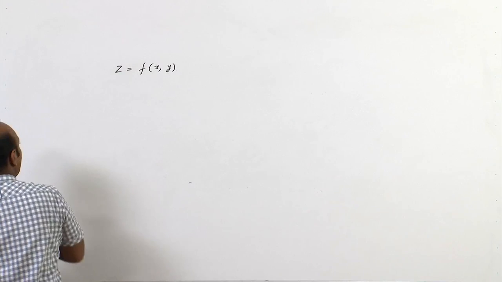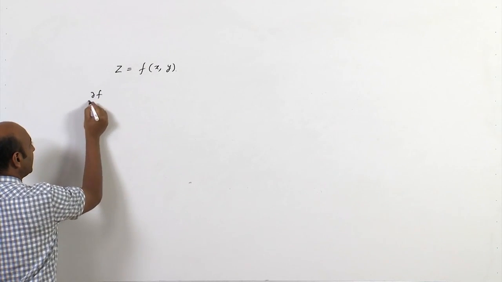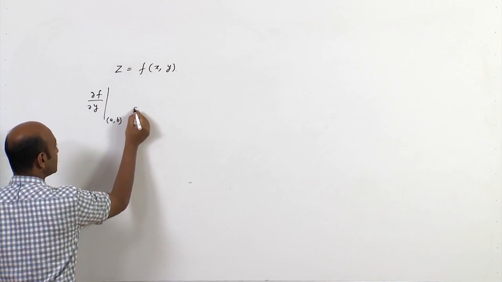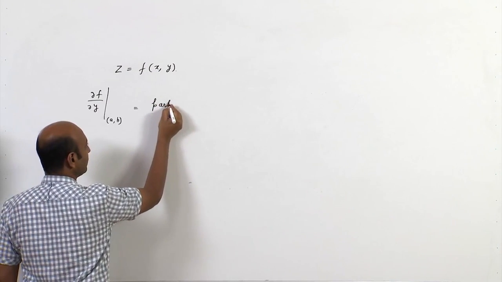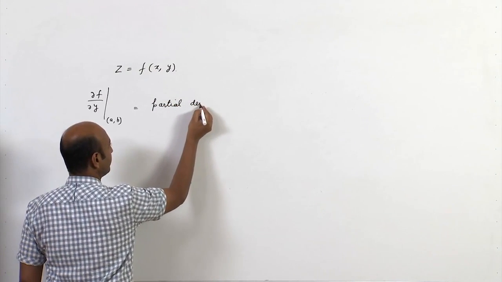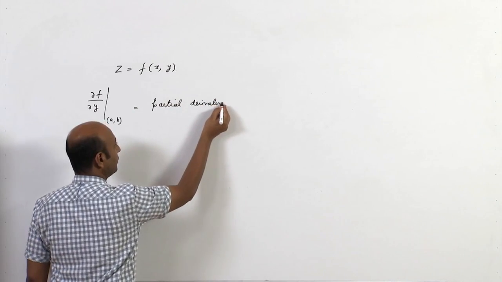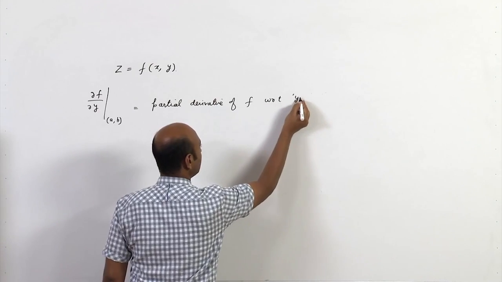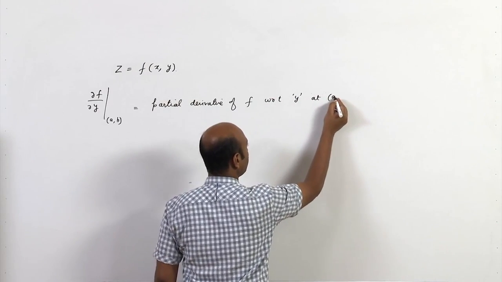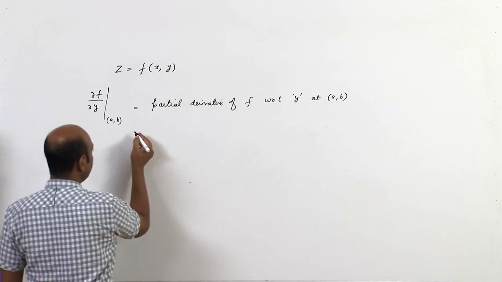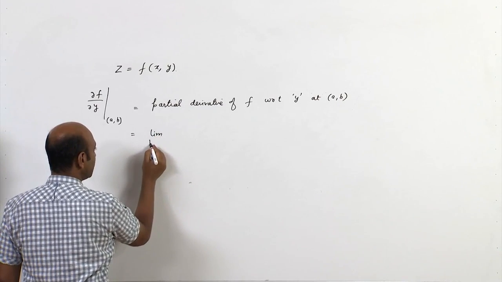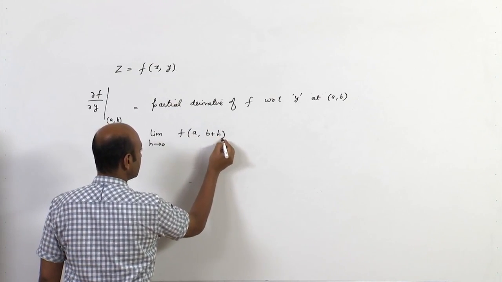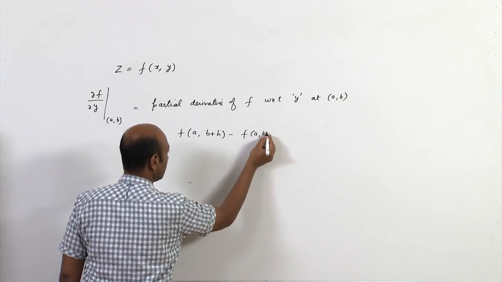how can we define it? Now, del f upon del y at (a, b), which is the partial derivative of f with respect to the variable y at (a, b), is simply limit h tending to 0 of (f(a, b plus h) minus f(a, b)) upon h.